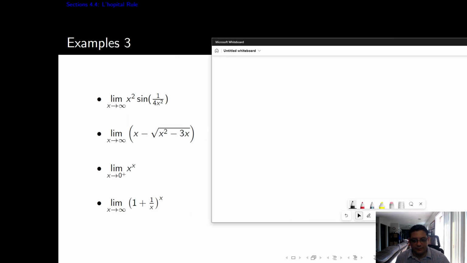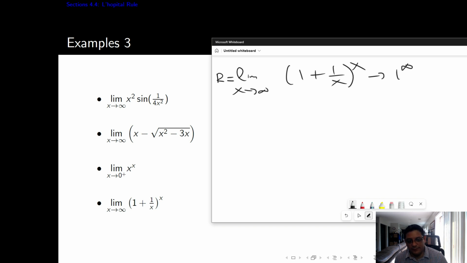Another example of this would be the limit when x goes to infinity of (1 plus 1 over x) to the power x. Notice that this is of the shape 1 to the power infinity. Then I can assume that this is going to be some limit r instead of being 1 to the infinity, and I'm going to apply the logarithm again.